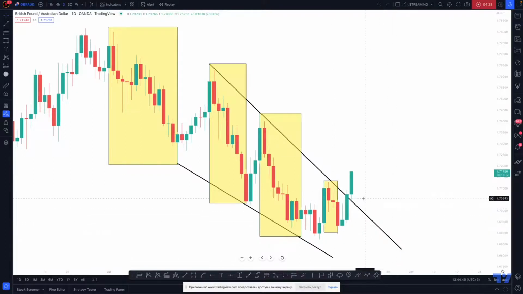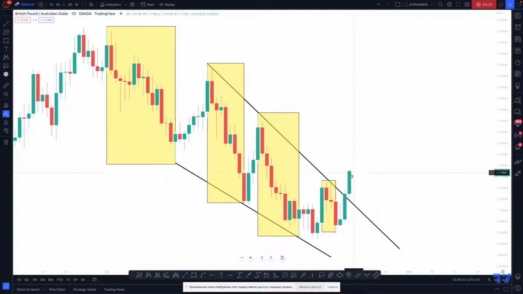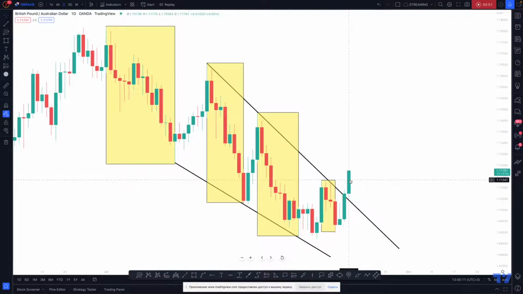And what do we see now? Now we see the breakout attempt of the resistance of the wedge. Why do I say attempt? Because we can see that the breakout is confirmed only when we see the candle close above, right? And for now, the candle is not closed. It is 10 hours more to wait before the candle closes.